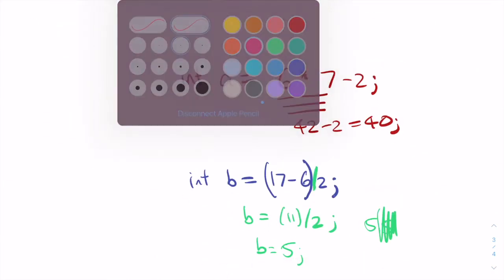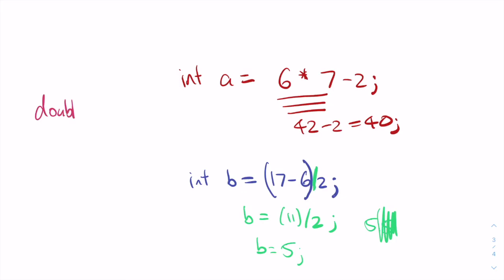For doubles, when you do double a is equal to 5.0 divided by 2.0, a will be set to the value 2.5, because remember, with integers, the reason that it truncates is because you can only have counting numbers inside an integer, so it truncates it. But with doubles, it knows that it can have a decimal, so yeah.